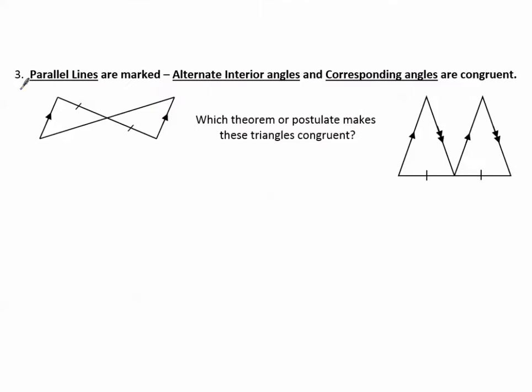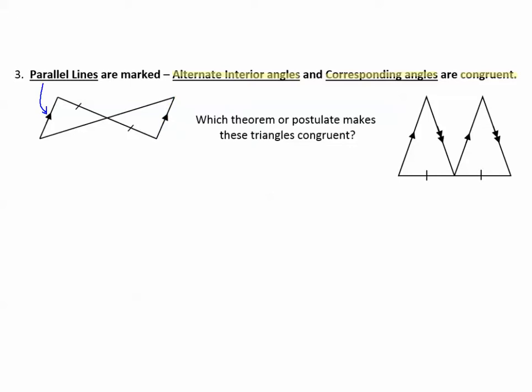A third thing you might come across is parallel lines. These often will be marked or given to you. Remember that alternate interior angles and corresponding angles come from parallel lines and that they are congruent. So in this picture right here, we see the arrows. Remember the parallel lines are marked by arrows on the lines that are parallel. Well, these lines are the parallel ones, so we have alternate interior angles here.